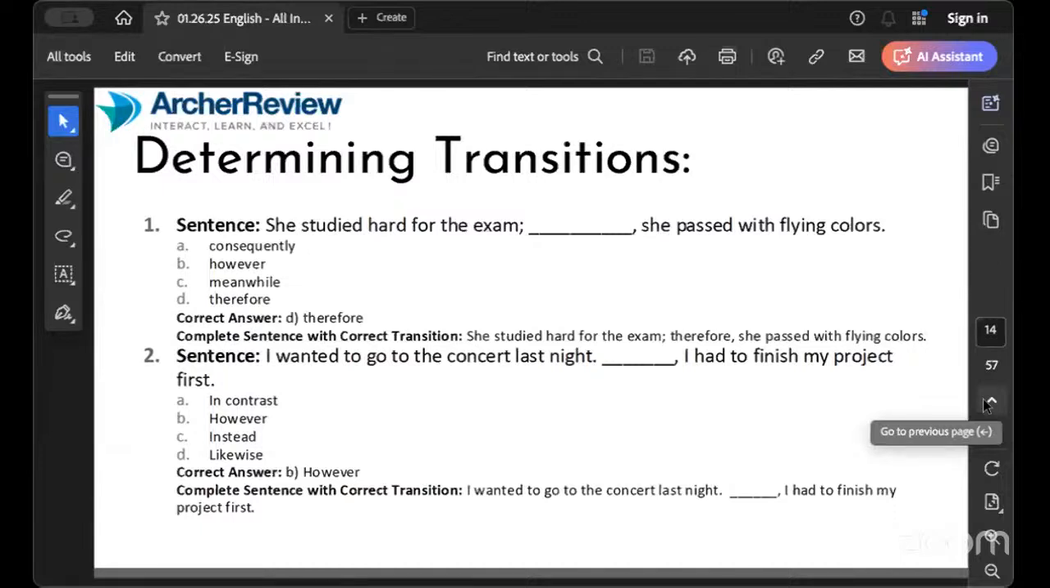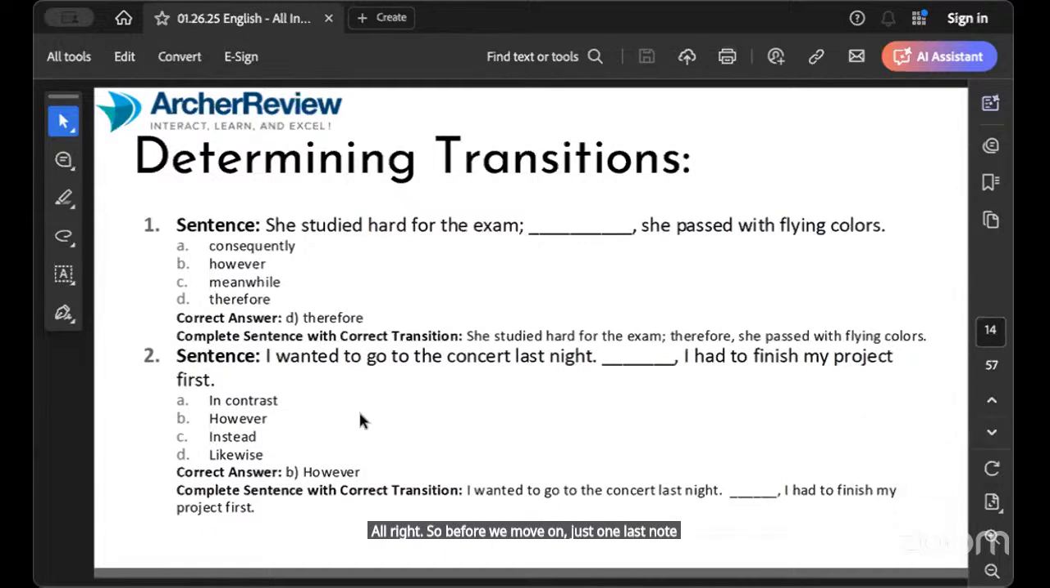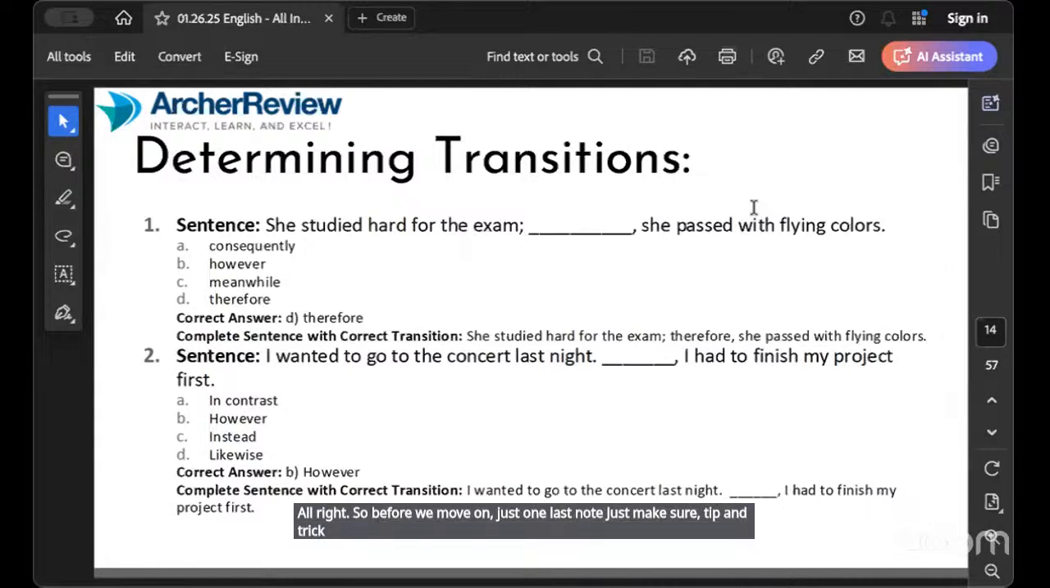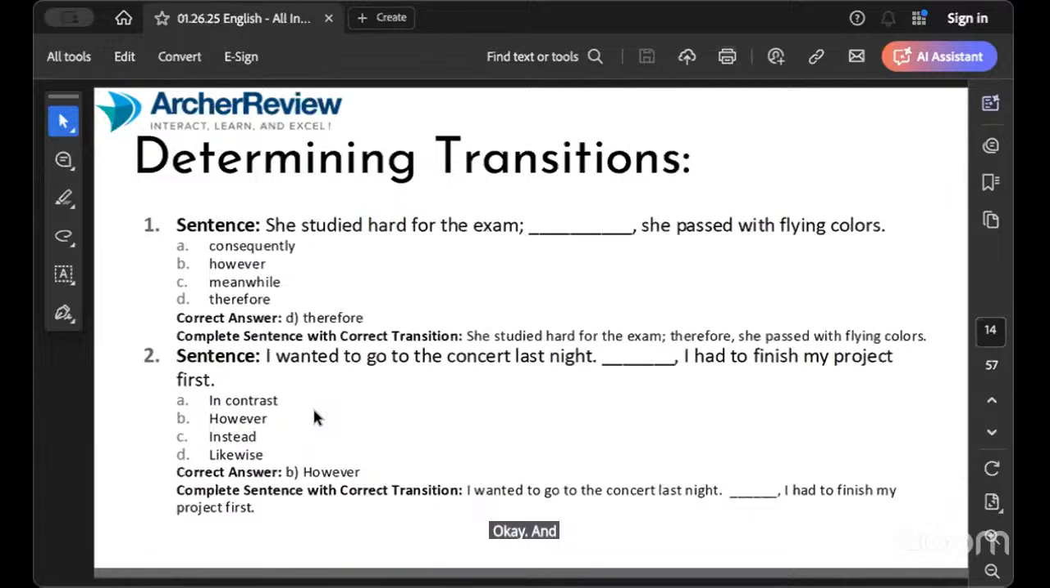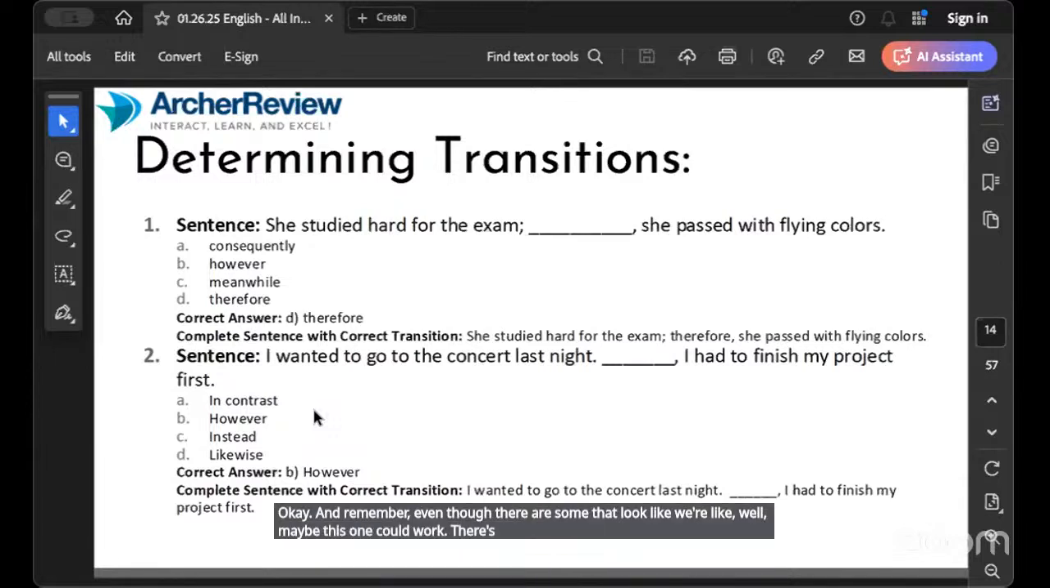All right, before we move on, just one last note, a tip and trick. When you are looking at these, make sure you understand how the sentences, because you'll have multiple ideas, are being tied together. And remember, even though there are some where you think, well, maybe this one could work, there's always one that's going to be the better answer, the more clear, more defined answer.